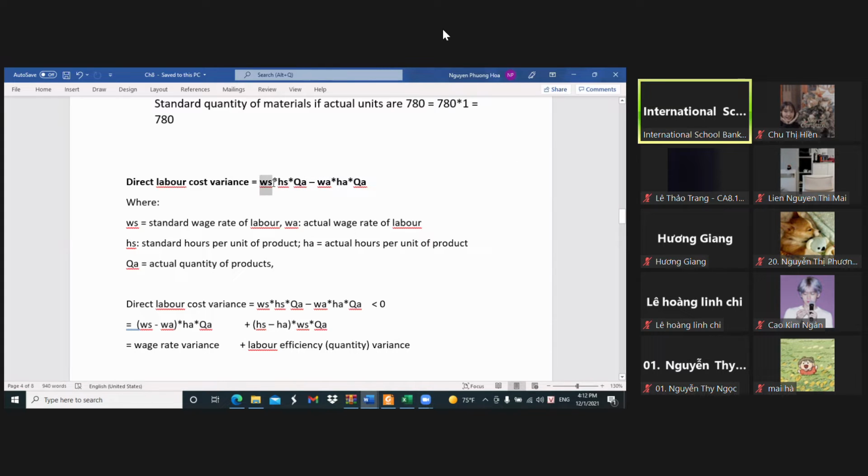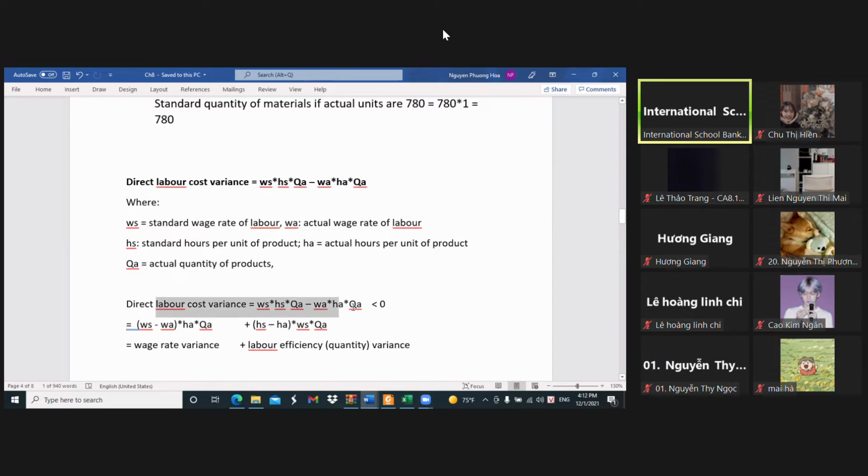WS, this is the standard wage rate, that means standard salary per hour. HS, that means standard hours per unit of product. You multiply WS, standard salary per hour, with HS, standard hours per unit of product, and we have the standard cost of labor per unit of product. So we have the actual quantity and you estimate how much the cost of labor would be in terms of the standard. And then you compare with the actual cost of labor.